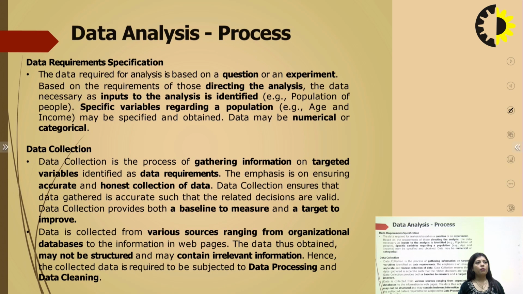The first step is the data requirement specification. The data required for analysis is based on a question or an experiment. Based on the requirements of those directing the analysis, the data necessary as input to the analysis is identified. Example: population of pupils, where we have some specific variables regarding a population. Data may be in numerical or categorical form. Next step is the data collection.